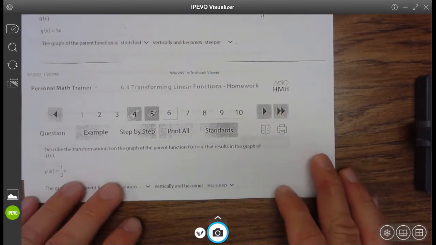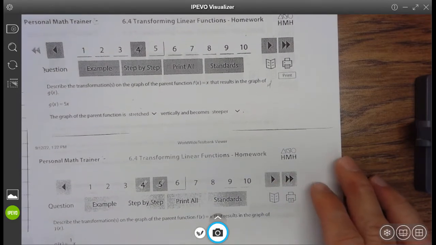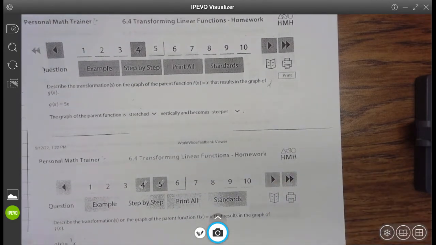All right, next example. Describe the transformation on the graph of the function f of x equals x. The result is the graph of g of x equals 5x. The graph of the parent function is stretched vertically and becomes steeper.